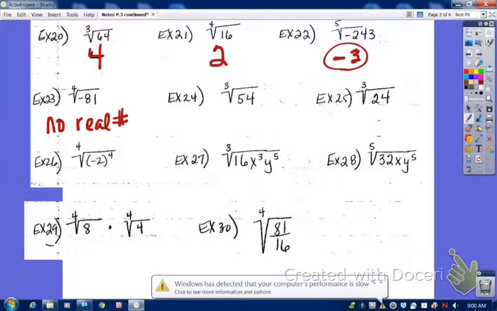Alright, example 24. What is the cube root of 54? Use your chart. What is the cube root of 54? Perfect cubes are 1, 8. What's the next number after 8? 27 and 64. They must have left 54 out. Or is 54 not a perfect cube? 54 is not a perfect cube.